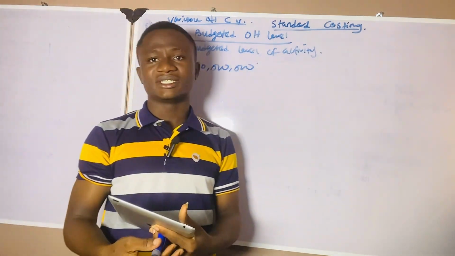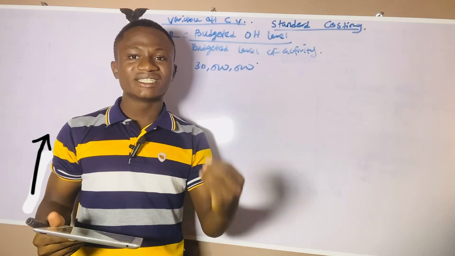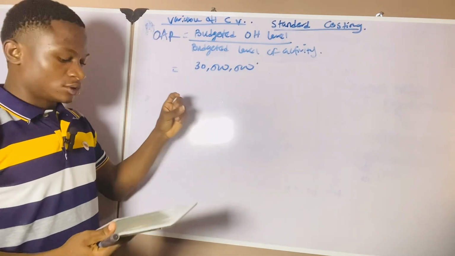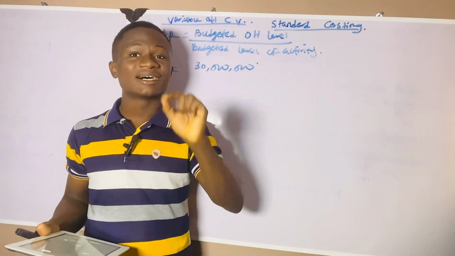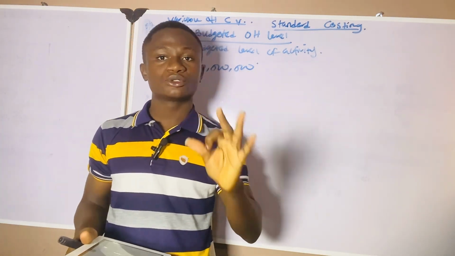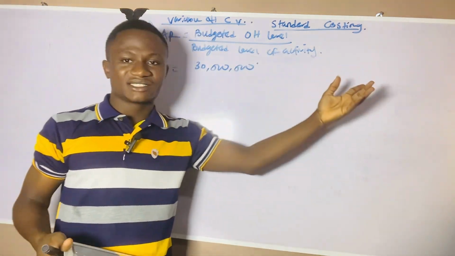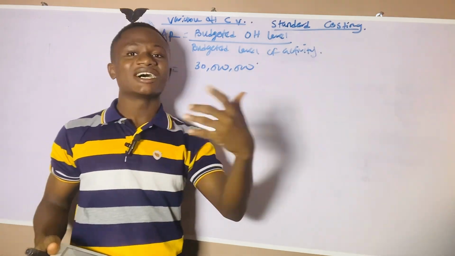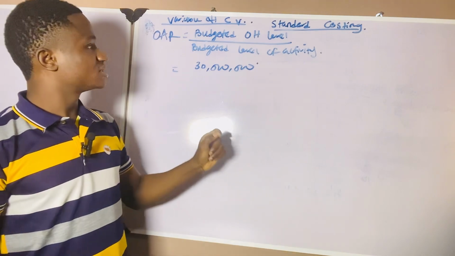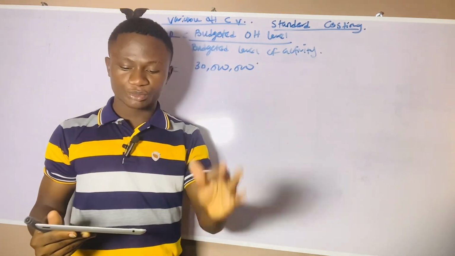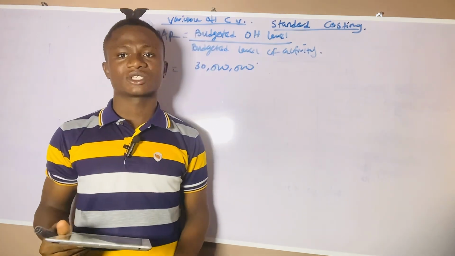If you go back to the question again, there's a point where they told us that production overhead is absorbed on the basis of direct labor hours. Both variable overhead and fixed overhead are absorbed on the basis of direct labor hours. So what do we have to do to get the budgeted level of activity? Your budgeted level of activity can be in hours, in units, or whatever you are told. But in this question, it is in hours because production overhead is absorbed on the basis of direct labor hours.